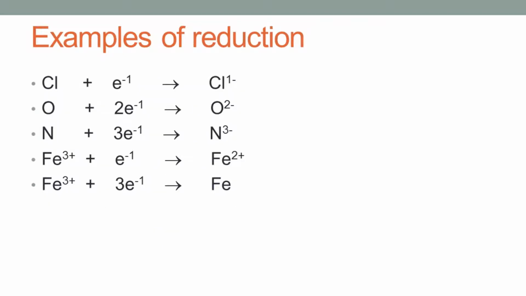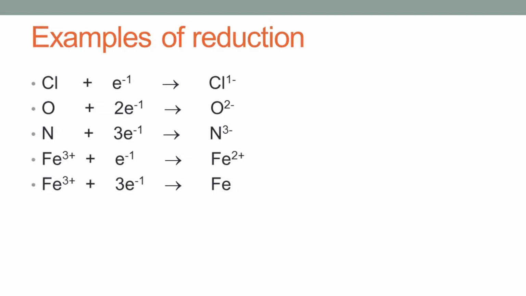Here are some examples of reduction half reaction. Chlorine atom gains 1 electron and changes into a chloride ion. Oxygen atom gains 2 electrons and changes into an oxide ion. Therefore, that is also a reduction. Nitrogen gains 3 electrons and changes into a nitride ion. Hence, that's also a reduction reaction.